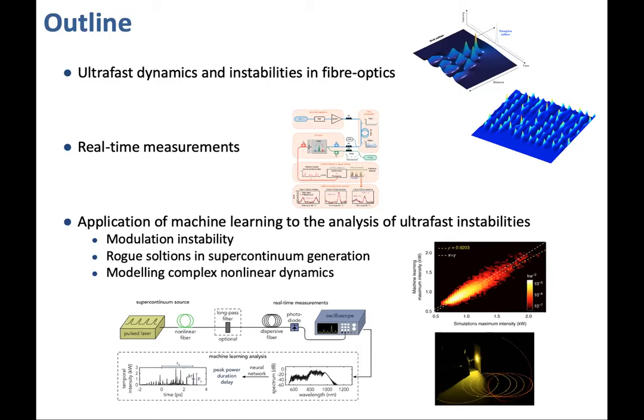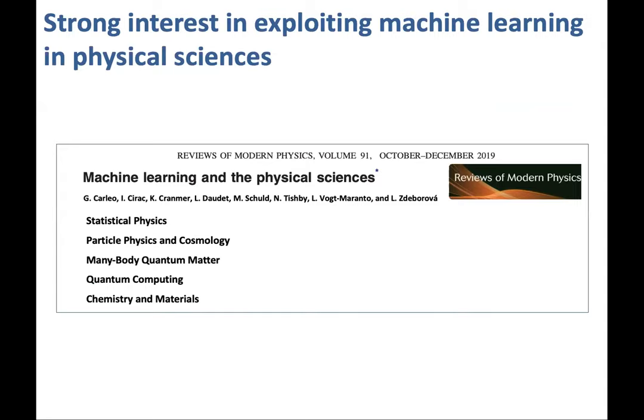But first things first, in the past years there has been a really strong interest to exploit machine learning in physical sciences, and not only in photonics, but in many other branches of physics. For those of you who are interested, I really recommend this very nice review paper, which appeared 2 years back, and which gives you a very comprehensive overview of how machine learning can be applied to physical science and what kind of techniques are appropriate for what kind of application. So if you're interested, please have a look.